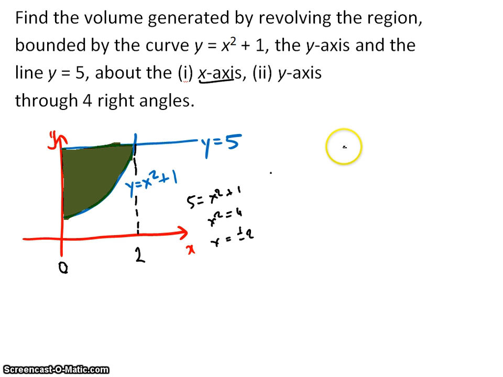Okay, so what happens next? Well, we have a formula. This is going around the x-axis, so we've got a way of doing this. We know the volume of revolution for an object around the x-axis from x equals a to b is the integral of pi y squared dx.